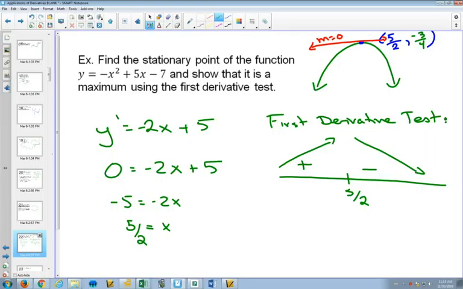The 5 over 2 is where m is equal to 0. And that's important because I want to find that maximum point. On a parabola, that's a key point. On any graph, our maximums or our minimums are key points that are going to help us graph it.